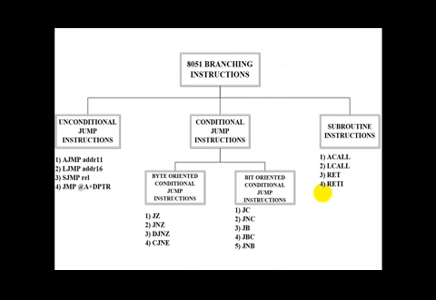While discussing the branching instructions, we had seen that they are classified into three types: unconditional jump instructions, conditional jump instructions, and subroutine instructions. All these instructions break the sequential flow, but there are differences among them.